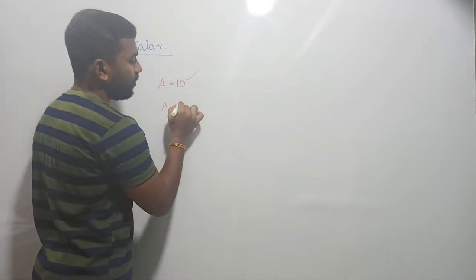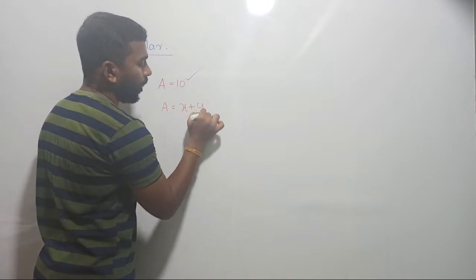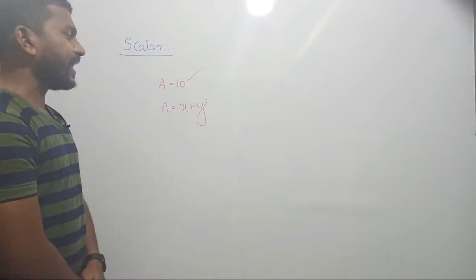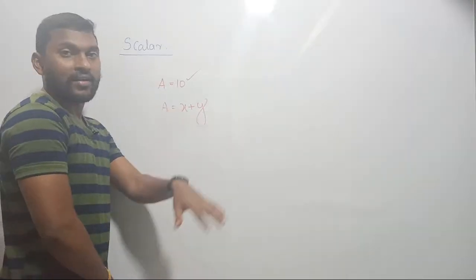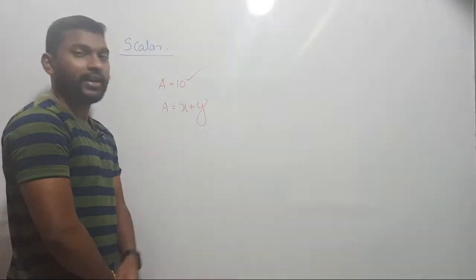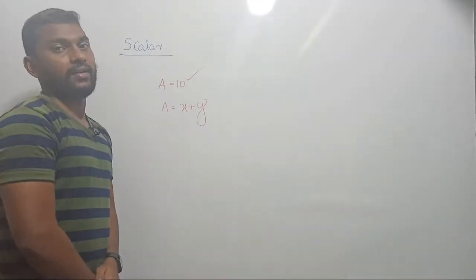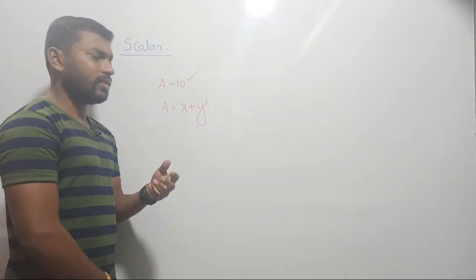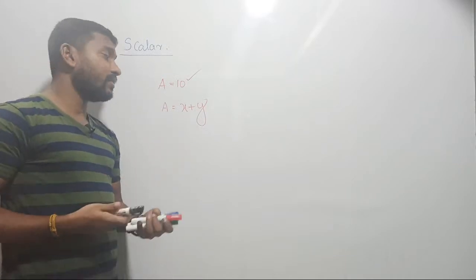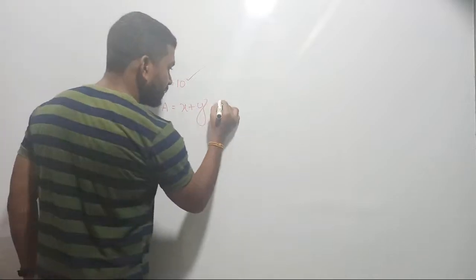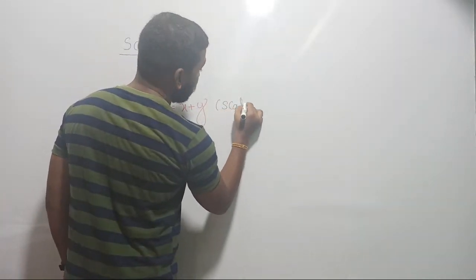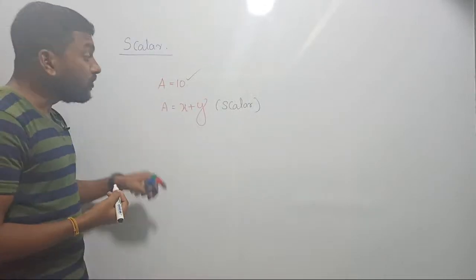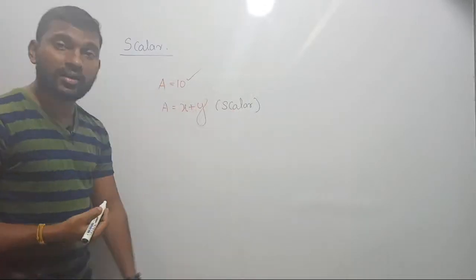Now let me write something here. A is equal to x plus y. Now my question is, once again I am asking you, is it scalar or not? Is it scalar or vector? The second thing that I wrote here, is it scalar or vector? Can any one of you guess this one? You just think, what is this? Let me tell you the answer. This is also scalar only. How, sir? Now you please tell me, what is the direction of this one? In which direction is this vector traveling?